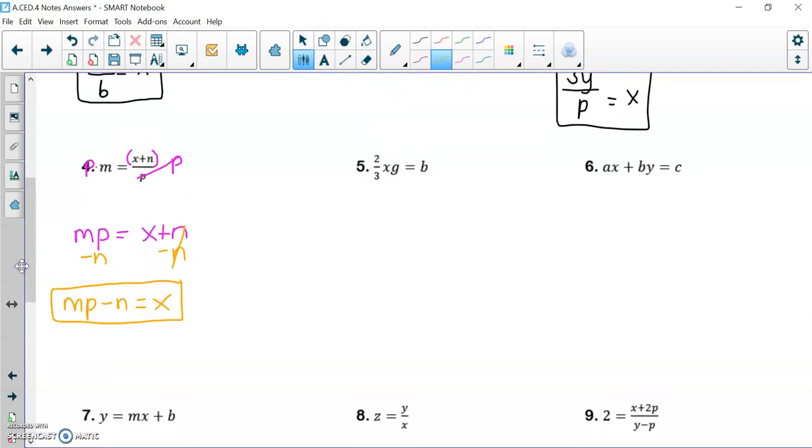All right, looking at number 5, this one's a little tricky. I have a 2/3 times an x times a g. So what I'm first going to do, I'm going to show you 2 different ways to do this problem. I'm first going to divide by g on both sides.